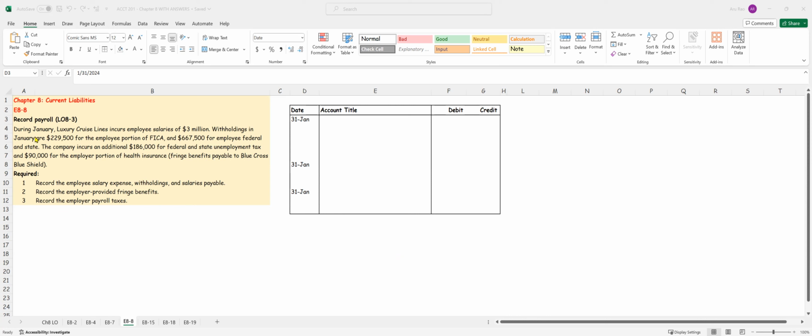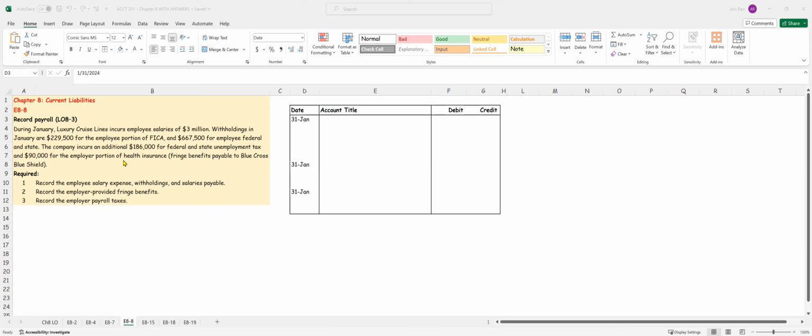So we are told that during January, luxury cruise lines incurs employee salaries of $3 million. Withholdings in January are $229,500 for the employee portion of FICA. So remember, the employer has to pay the same amount. Another $667,500 is withheld for employee federal and state taxes. The company also incurs an additional $186,000 in unemployment taxes. Remember, this is paid only by the employer.